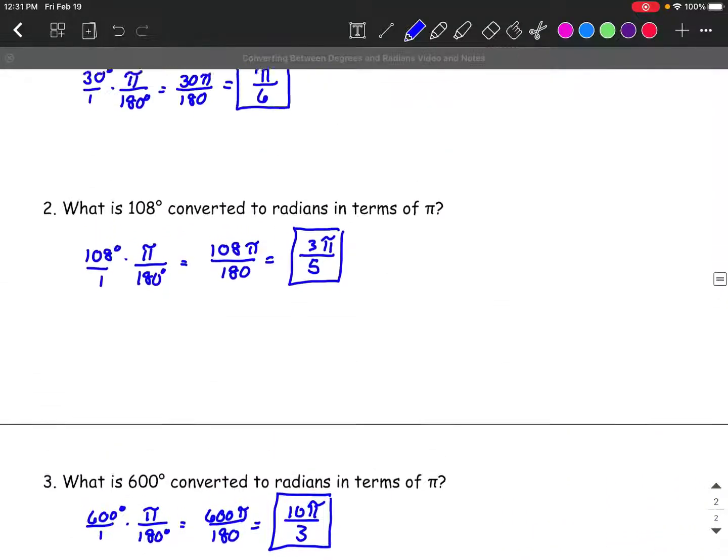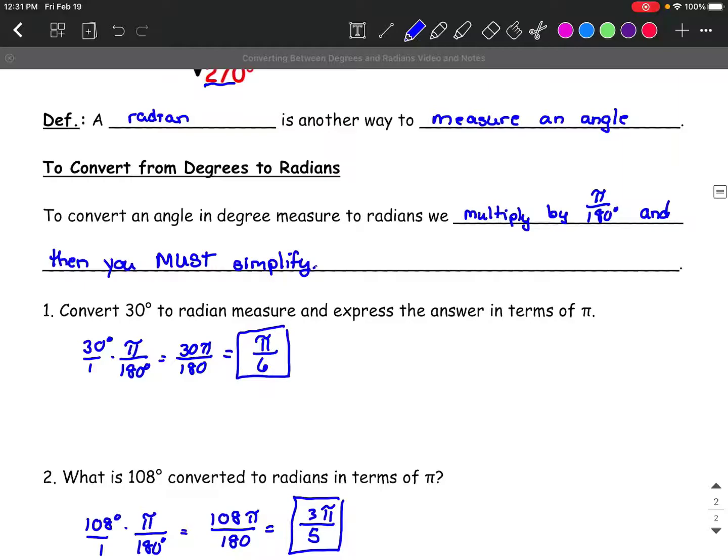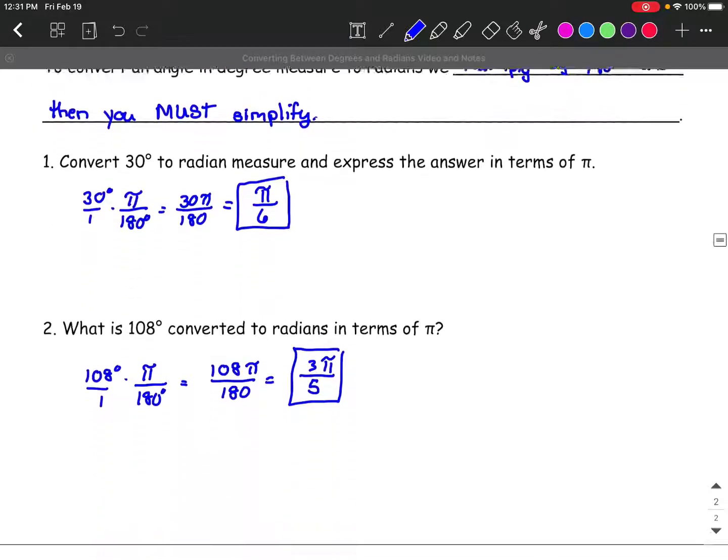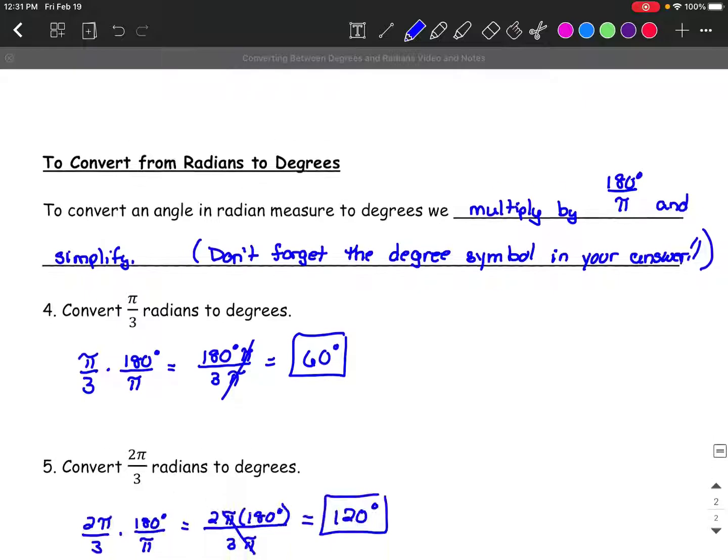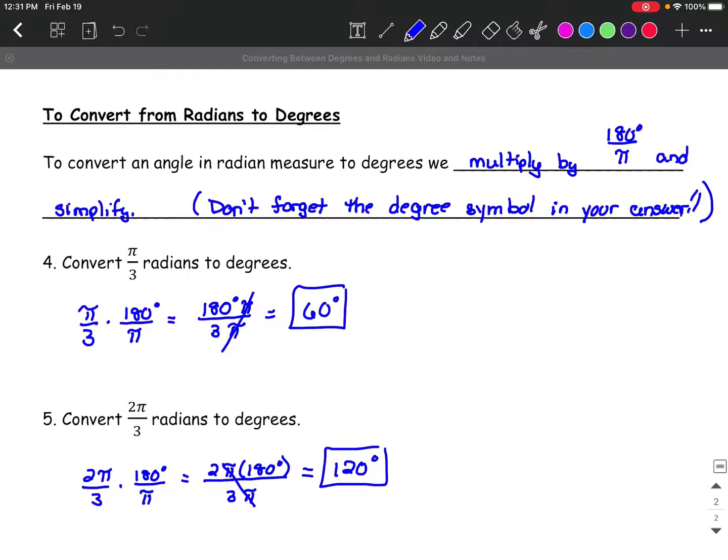Okay, guys, and that's it. So if you want to change from degrees to radians, you multiply by pi over 180 degrees. And if you want to change from radians to degrees, you multiply by 180 over pi. Notice when you have the radians, the pi is already in the angle that you're given. So you want to multiply with the pi on the bottom so they'll cancel out. That's how you remember which way you want to multiply.